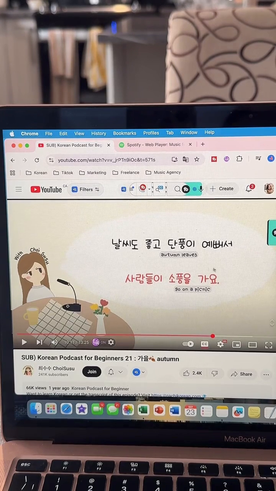And then 가요 from the verb 가다, to go. So she is saying that because the autumn leaves are pretty and the weather is also good, people go on picnics. So that would be how this sentence is translated. There are a lot of distinctive words and also particles that change the meaning of this sentence. So let me repeat everything one time.